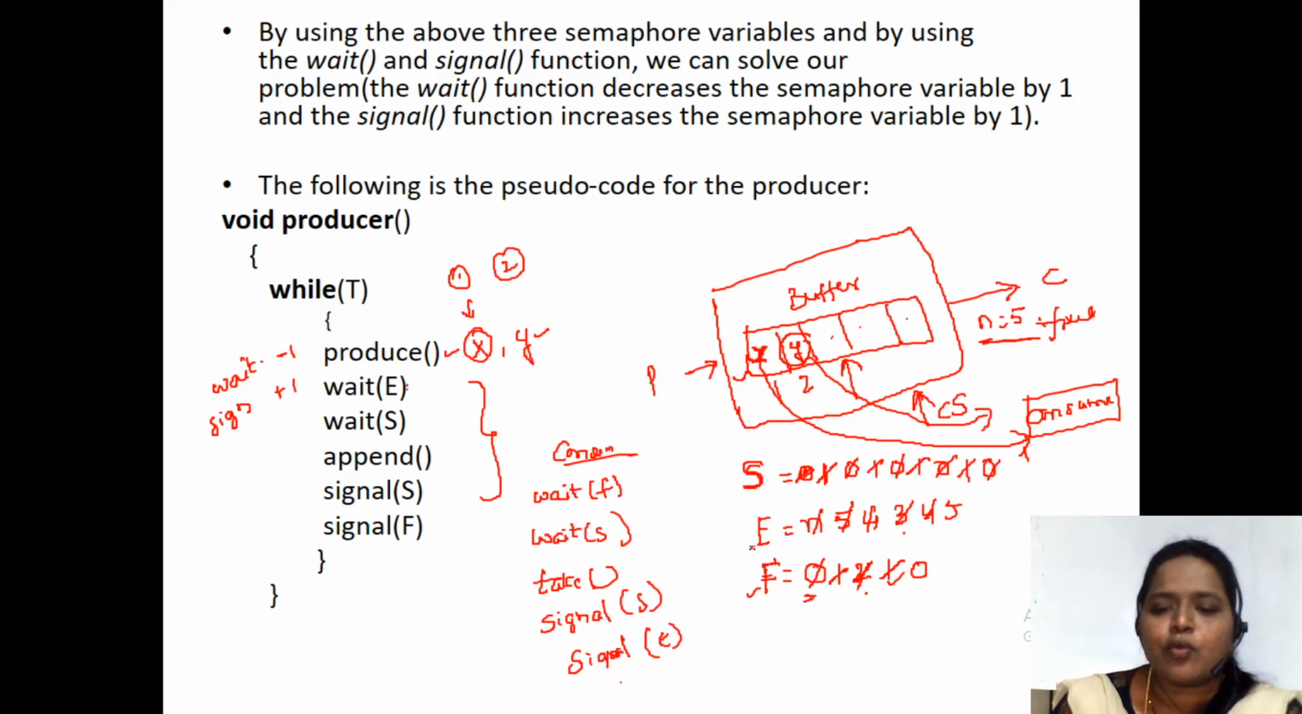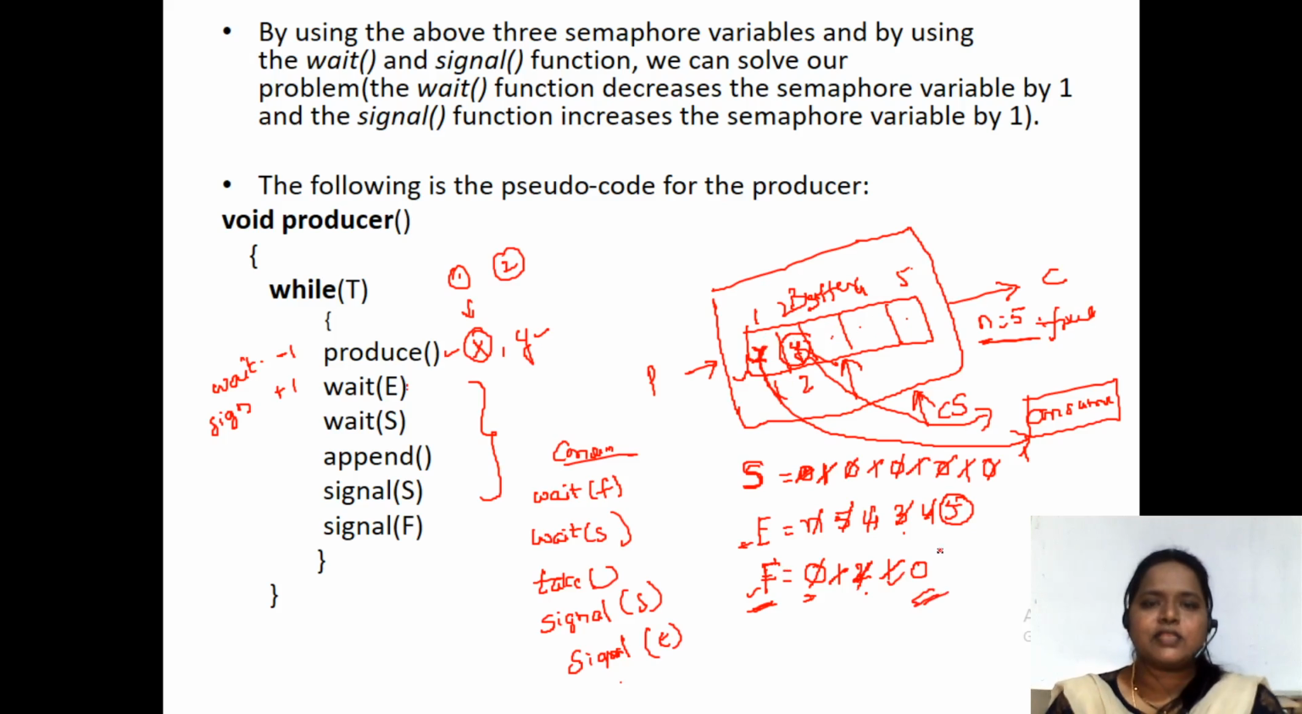Check here how many empty slots are there now. 5 empty slots. So when these two items are taken, how many empty slots? 1, 2, 3, 4, 5 empty slots are there. How many full slots are there? All are empty, so the full slots are 0. So in this manner we are going to have this producer consumer problem without any clashes.